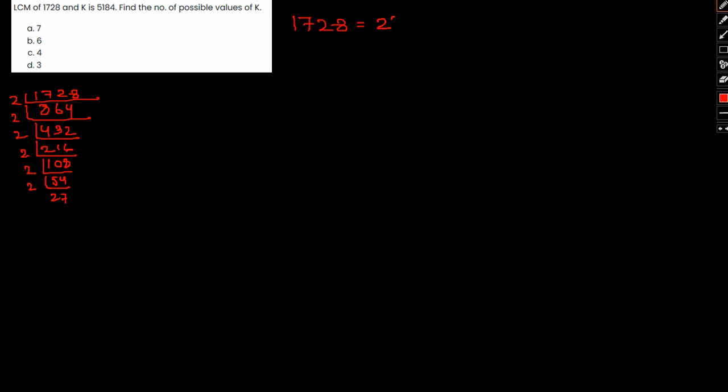So we have one number, 1728. Dividing it repeatedly by 2, we get 864, 432, 216, 108, 54, 27. Counting the twos, 1728 can be written as 2 to the power 6 into 3 cube.